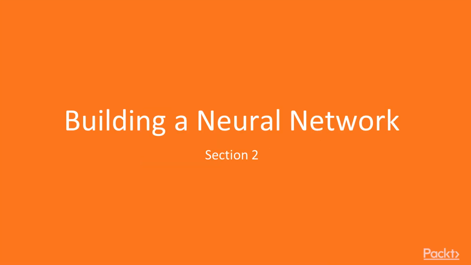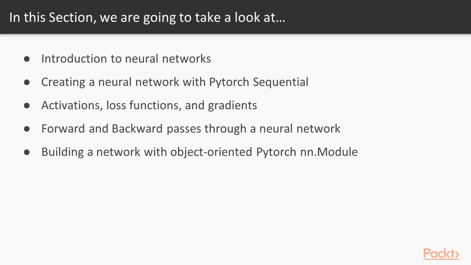In this section, we'll take a look at building your first neural network. We'll get an introduction to neural networks. Then we'll create a neural network with PyTorch sequential. We'll look at activations, loss functions, and gradients, forward and backward passes through a neural network, and then finally we'll build a network with object-oriented PyTorch NN.module, which is really the standard way to use PyTorch.